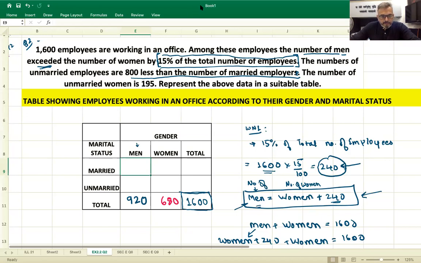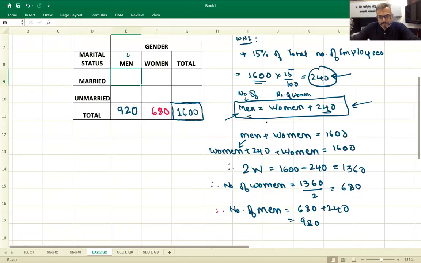Rohan? Yes, sir. Okay, now you got the concept of men plus women. Now men plus women is 1600, so how many men are there? Women plus 240. So women plus 240 plus women is equal to 1600. 240 comes on the right hand side over here, so it becomes negative. Women plus women, 2 women, which is 1360. So number of women is 1360 divided by 2, which comes to 680. So if women are 680, number of men is 680 plus 240, that is 980. Got it?